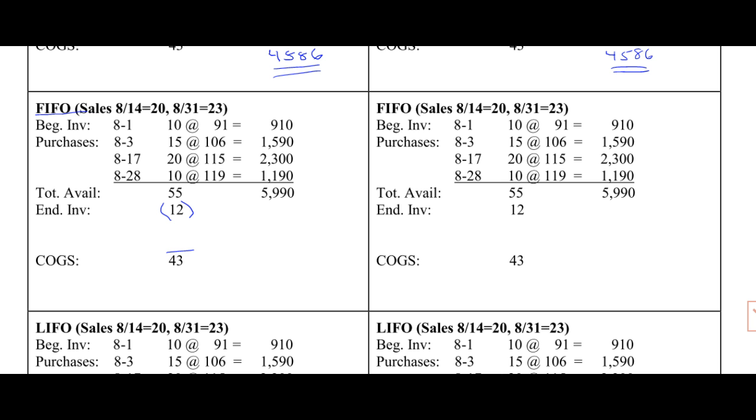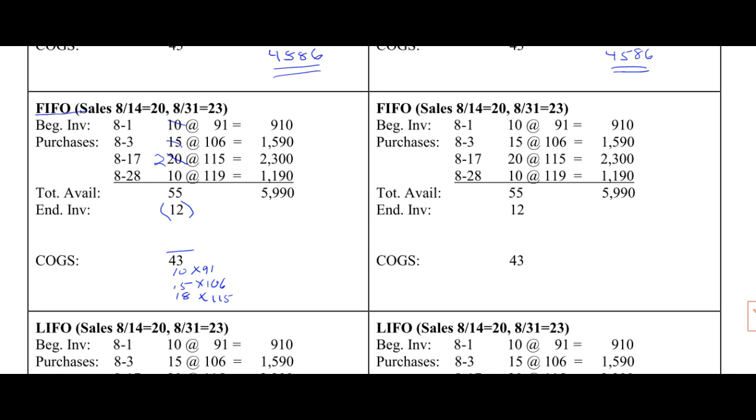I'm going to do what the name says. The first in is the first out. So the first ones out are 10 at 91, and then 15 at 106. We're now up to 25, and then I need to get to 43. I don't need all of this 20. I just need to get from 25 to 43. So I'm going to use 18 of those, meaning 2 of those are left, and 18 of those are gone. So 18 at 115 is gone.